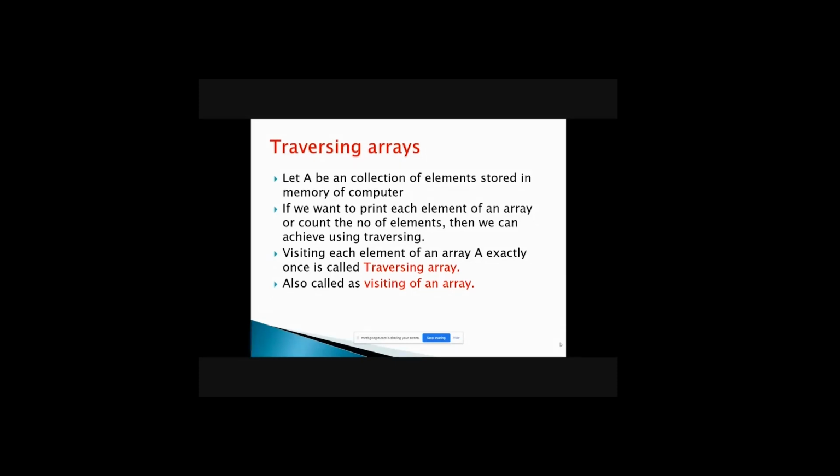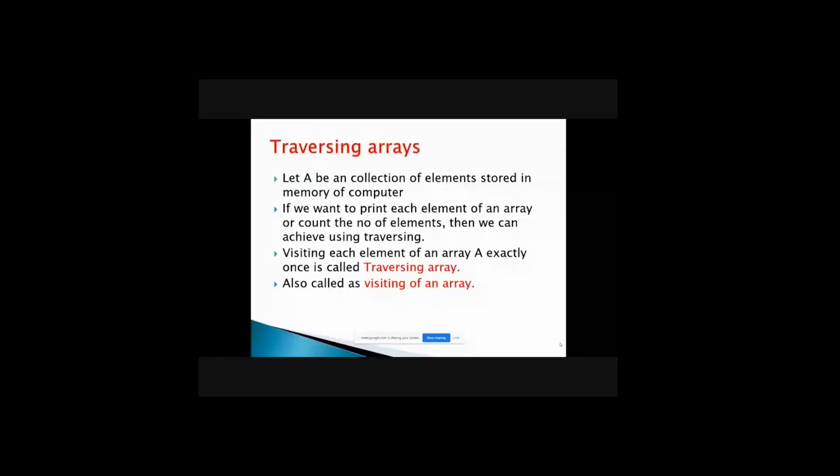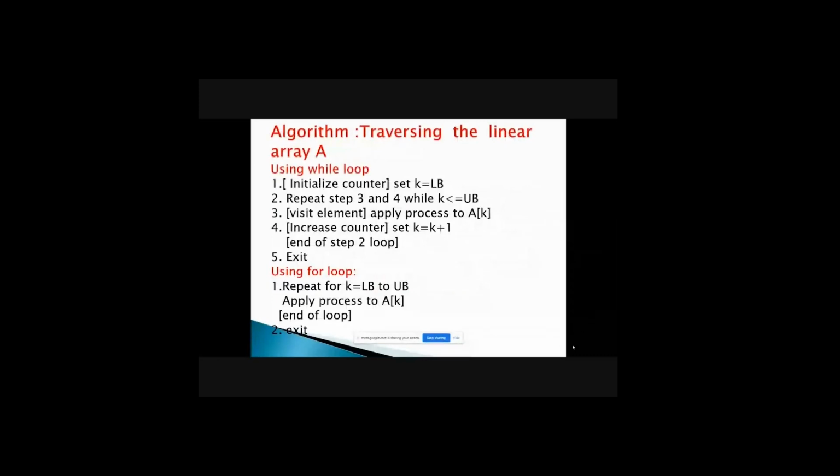So please remember, you start from the first element and keep on visiting every element in an array till you reach the last element. You have to visit every element of an array A exactly once, and that process is called traversing an array. It is also called visiting an array. When you visit an element, the operation or the function could be different. You can print or you can count how many elements. After visiting the elements of the array, you can do whatever operation you want. Now we will see how exactly this traversing function is implemented.